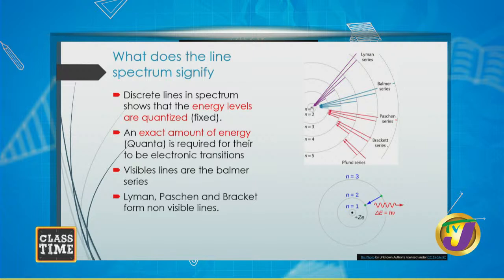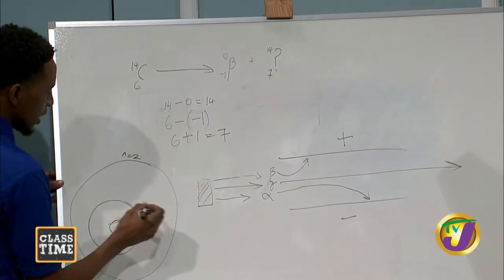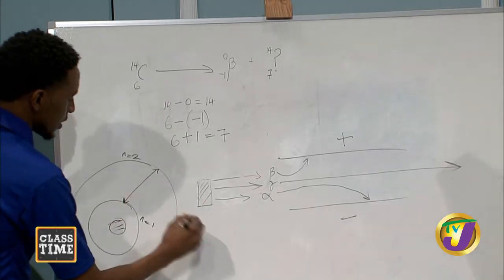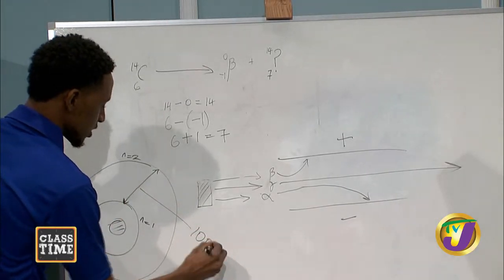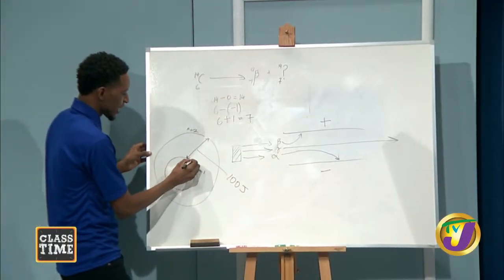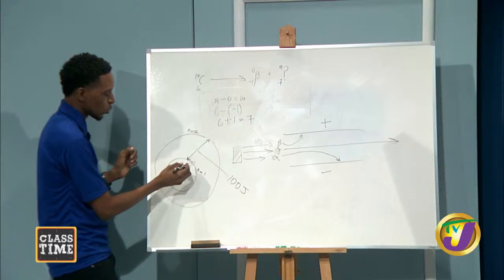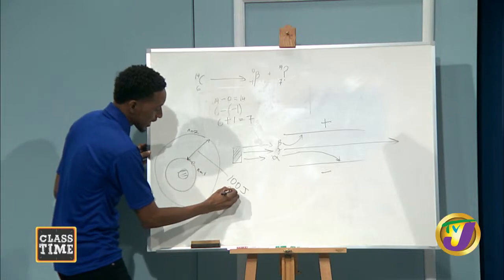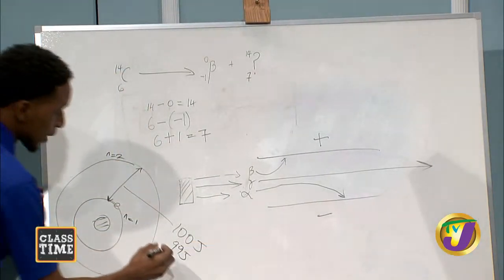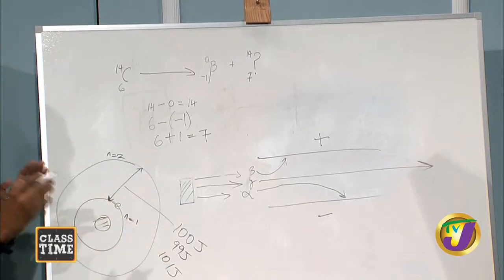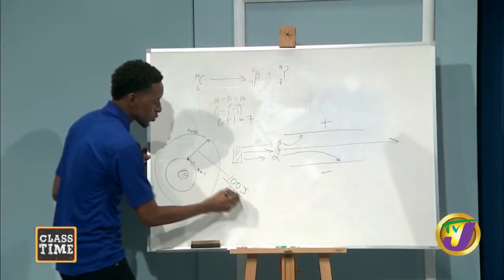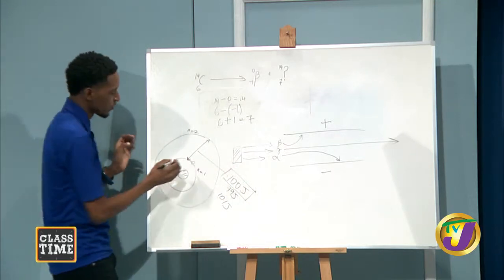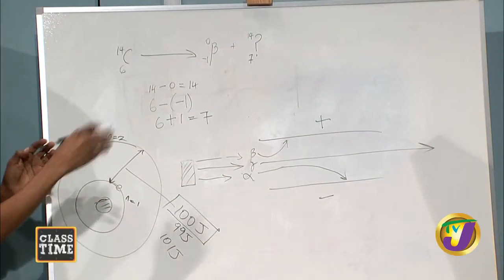if this is the atom and this is n equals 1 and this is n equals 2, imagine that the difference in energy here is 100 joules. If you provide this electron with 50 joules, it would not go halfway and come back. It would not move. If you supply it with 99 joules, it would not move. If you supply it with 101 joules, the electron would not move. You have to supply it with exactly 100 joules for this electron to move to that orbital and fall back.